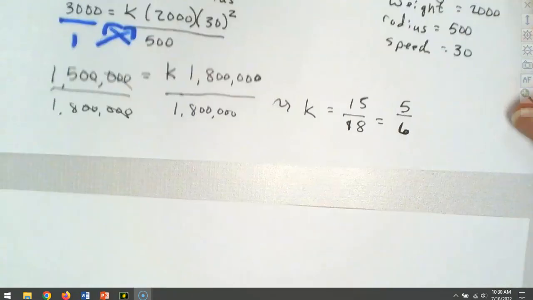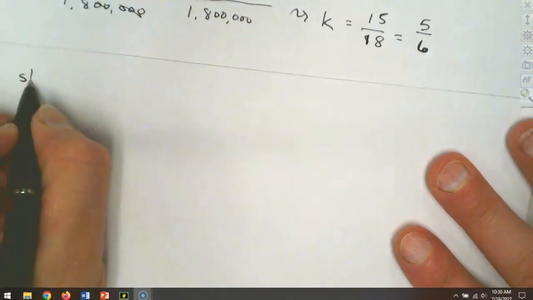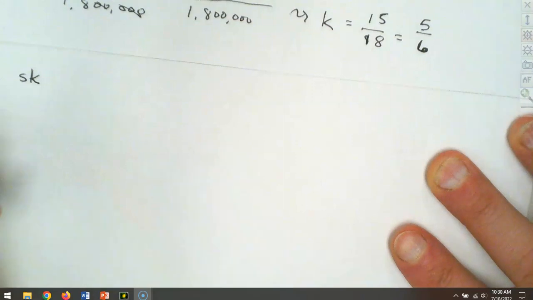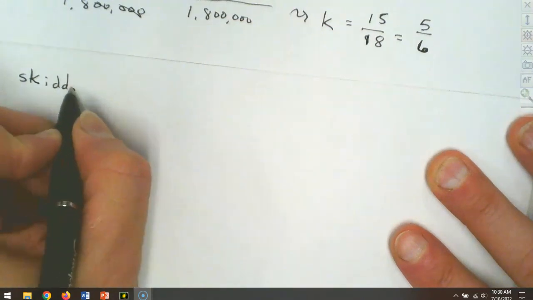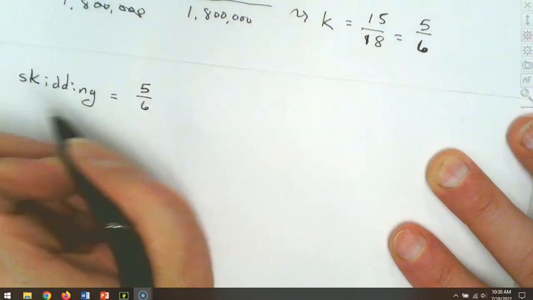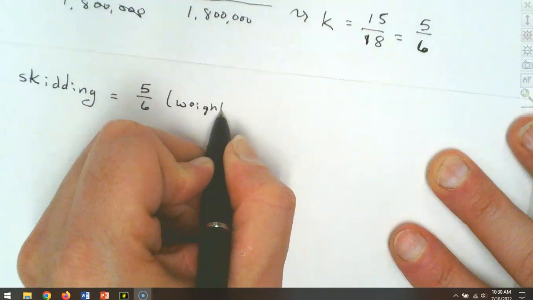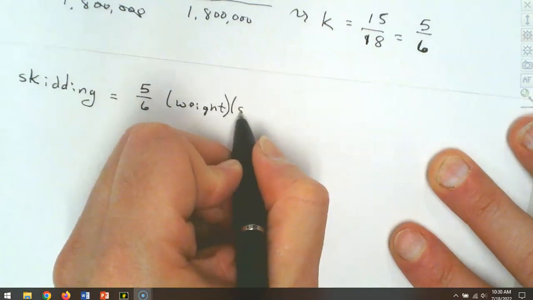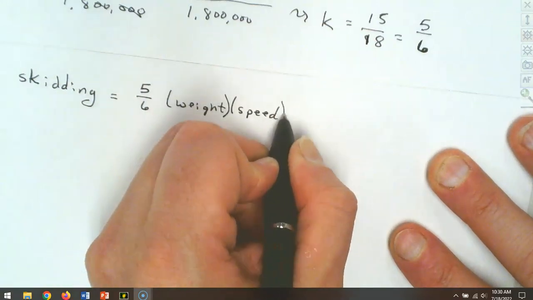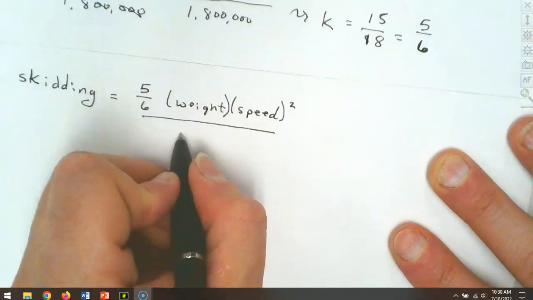Now we simply rewrite it. And let's rewrite our formula. The force needed to keep a car from skidding around a curve is going to equal 5/6 times the weight of the car times the speed squared of the car divided by the radius.